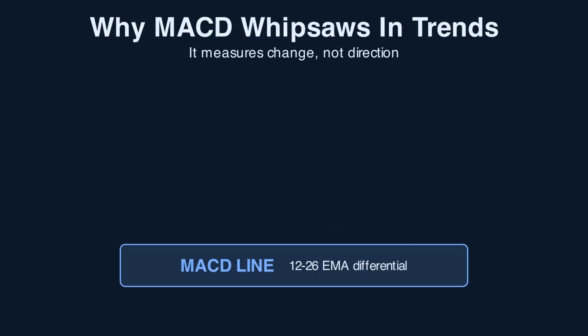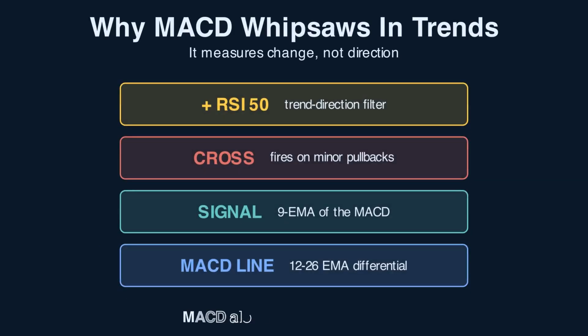Here's the structural problem. MACD is the difference between a fast and slow EMA, and the signal line is a smooth version. In a strong trend, every minor pullback temporarily shrinks that difference enough to trigger a cross, even though the underlying direction hasn't changed. MACD measures momentum change, not direction. Without a directional filter, you take every counter-trend cross as if it were a new signal. That's why your backtests look perfect on flat ranges and your live trades bleed in trending markets.